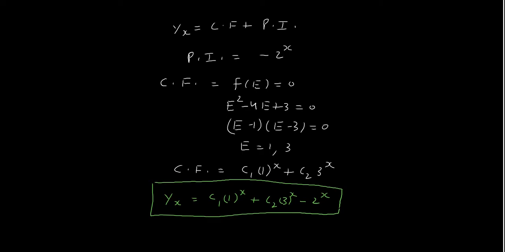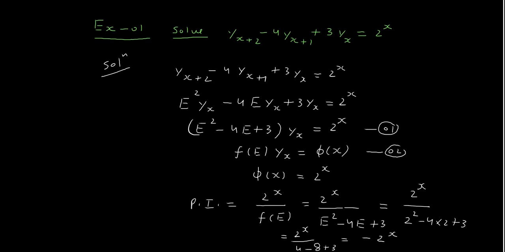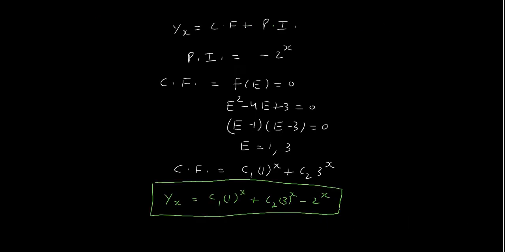Now we take another example where f of a equals 0. If we closely observe in this example, the factors are E minus 1 and E minus 3. So if on the right hand side, in place of 2 to the power x, there is 3 to the power x, then f of a becomes 0. So for the sake of simplicity, we take this example again, and on the right hand side, in place of 2 to the power x, we write 3 to the power x. Then what is the solution of that difference equation?